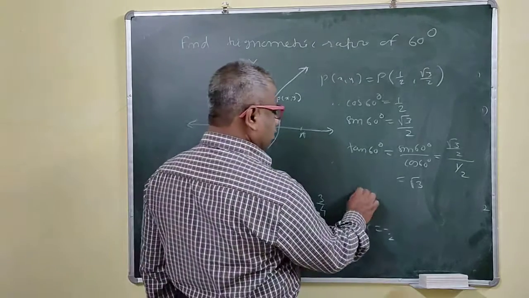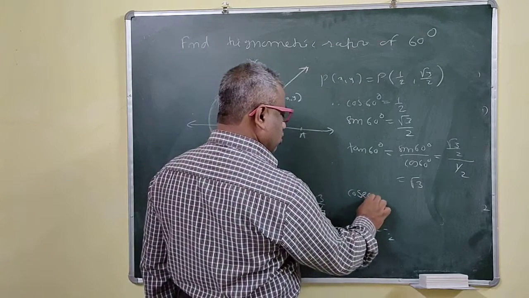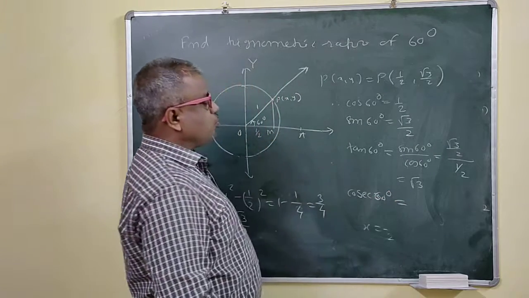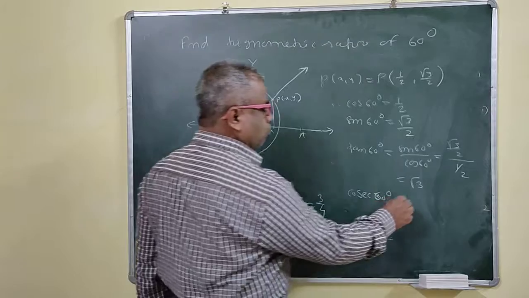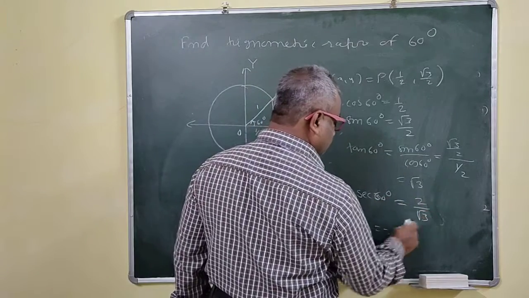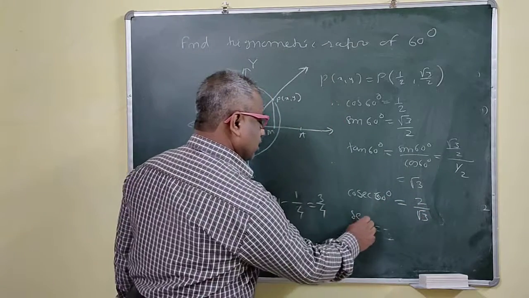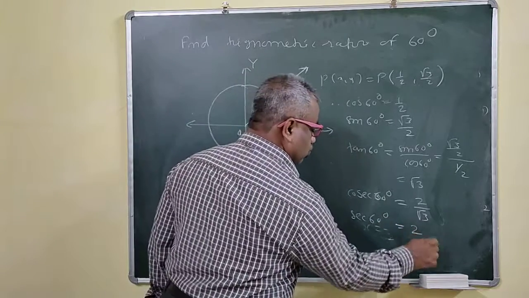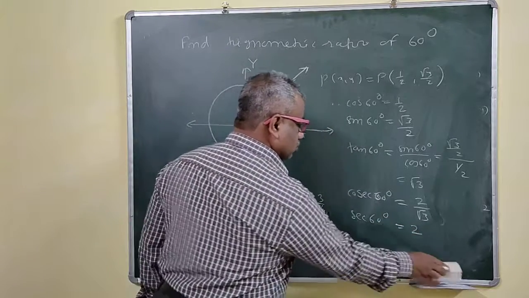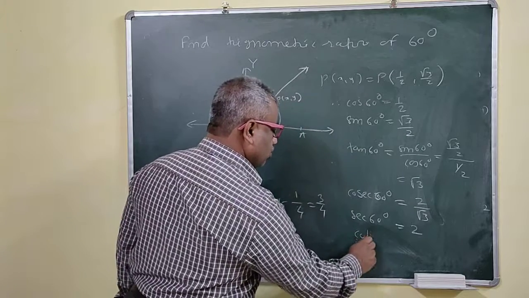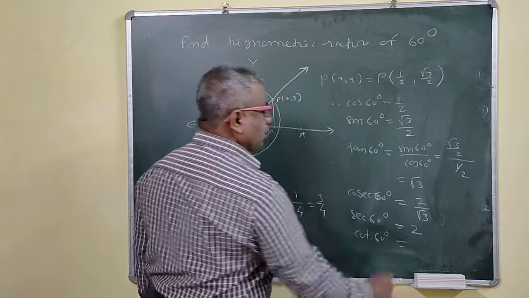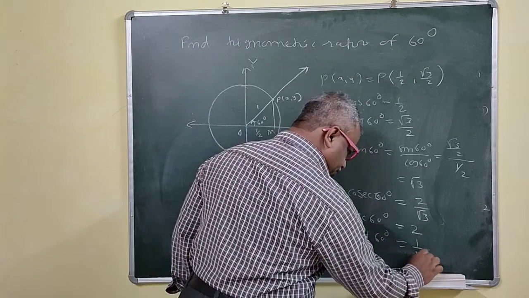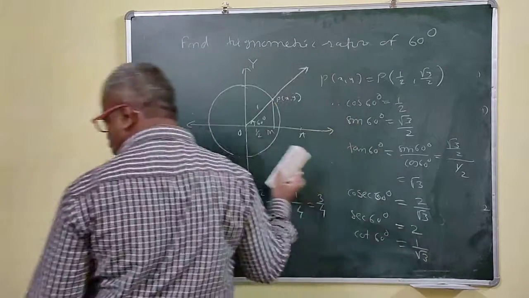Right? Then cosec 60 degree. Just take the reciprocal of sine. That is 2 by root 3. Then sec 60 degree. Take the reciprocal of cos. That is 2. Right? And then cot 60 degree. Take the reciprocal of tan. So that is 1 by root 3.